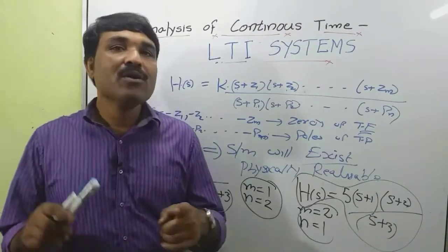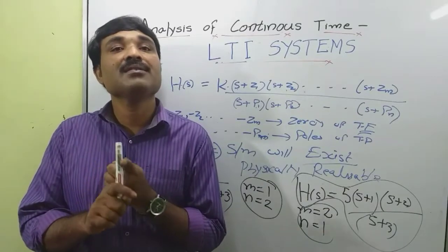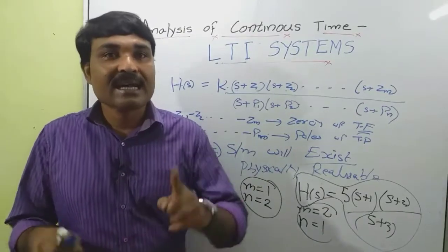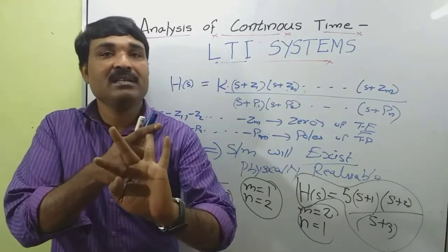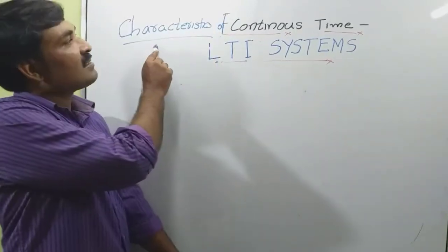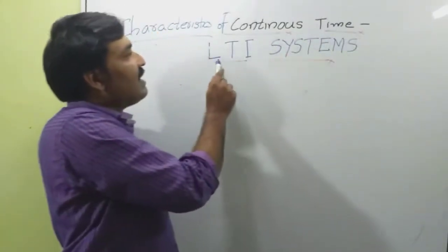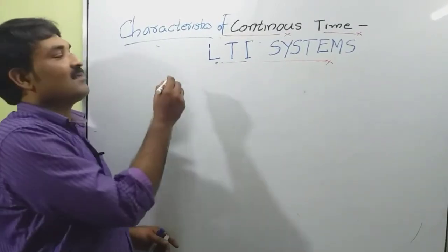Okay. Now we are going to discuss the characteristics of the linear continuous time system. That means characteristics such as causality, stability and invertibility, and based on that we will do some problems. That is, characteristics of a continuous time linear time invariant system. First characteristic is causality.